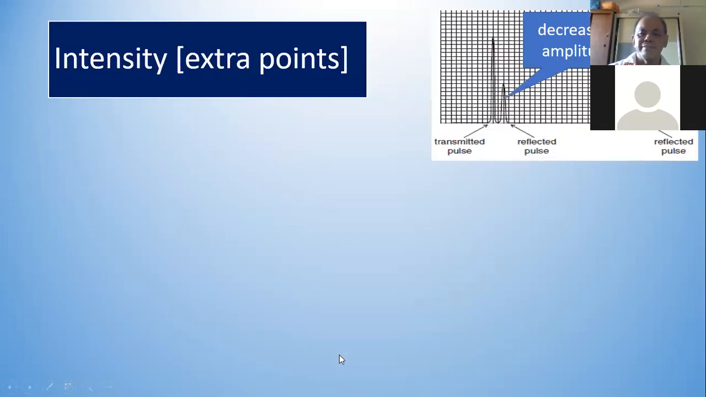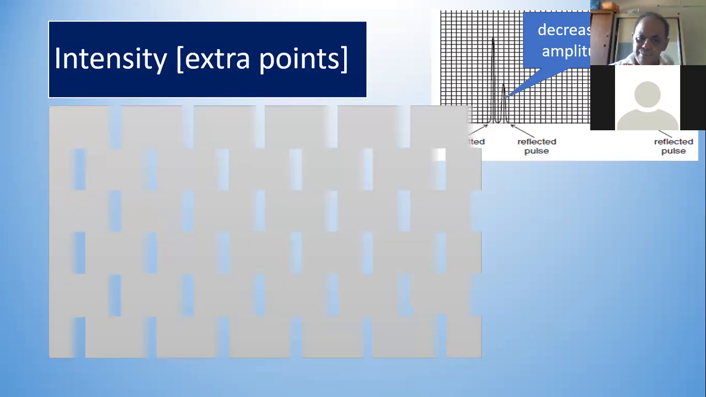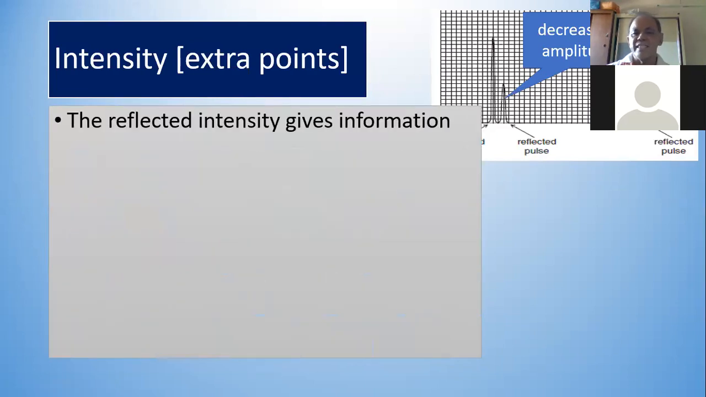Some extra points. The reflected intensity, the amplitude squared, gives the intensity. The intensity gives information as to the nature of the boundary, what type of boundary that we met.